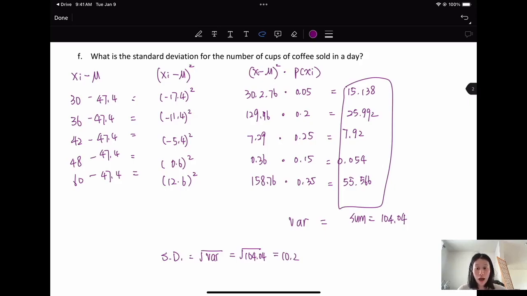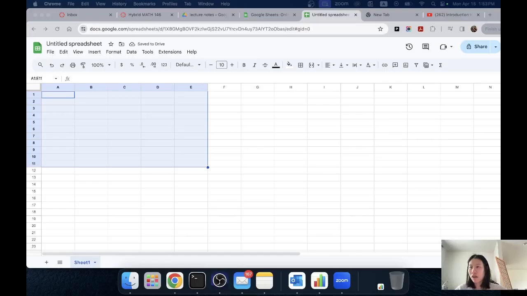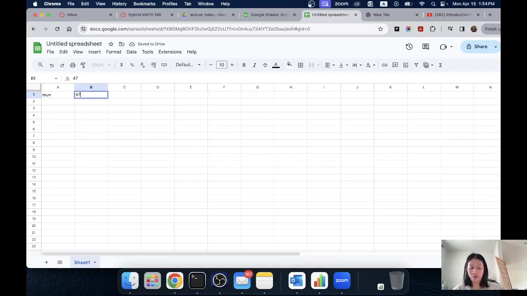Right now, I want to show you how to use a Google Sheet to calculate that. So the first step is you are going to open a Google Sheet, or you can use an Excel sheet, either way, whatever you want to use. First of all, in the previous part, we already calculated mu, which is equal to 47.4, right? And now each x, I will call it xi, so that I know that each one can be x1, x2, x3. So xi, we have 30, selling 36 cups, 42 cups, 48 cups, and the 60 cups.